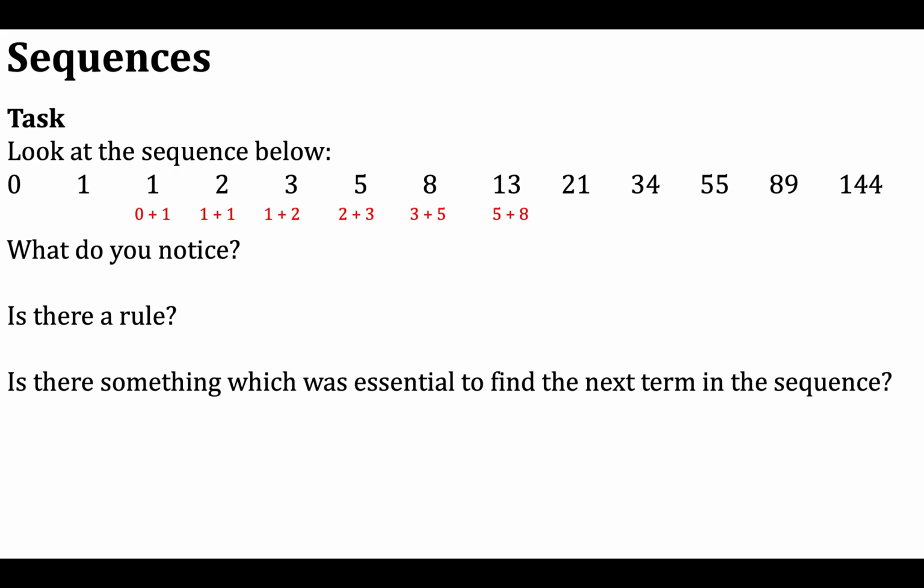Obviously the rule then is that you have to add the two previous terms together to get the next term. So what was essential there? Well, we needed to know the previous two terms in order to get the next term. Now, for those of you who are quite observant, you might have noticed that this is the Fibonacci sequence, which is quite a famous sequence in maths. You might have met that before. You may have talked about that lower down in high school, or you might even have talked about that in primary school as well.